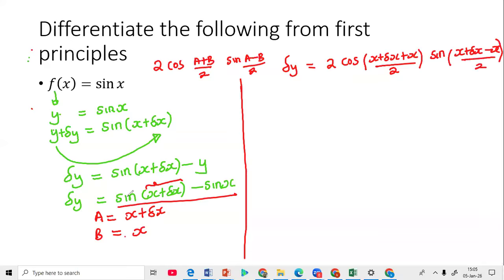So that's what we have on this side. When I go on to expand, I'll have 2 cos. You notice that here I'll have (2x plus small change in x) out of 2. Then you'll have sine of (small change in x) out of 2, and you have change in y.